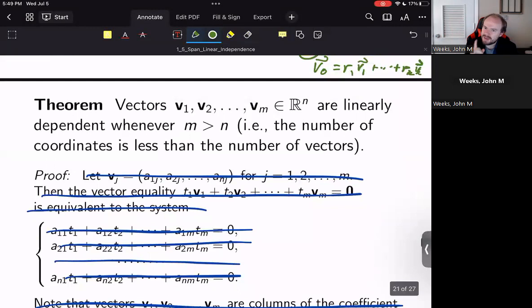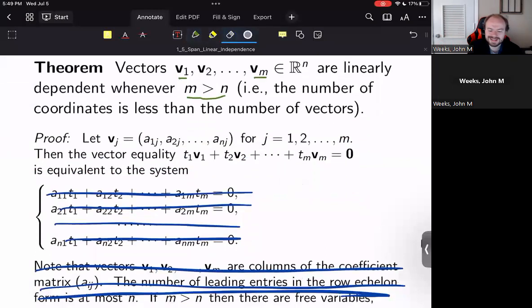Now let's talk about a time when you are guaranteed to have a linear dependence relationship. Let's say you're working in the vector space Rn, and let's say that you have m vectors here, v1 through vm. You can guarantee that these vectors are linearly dependent whenever m is greater than n. That is, you have more vectors than there are dimensions inside of Rn. Let's go ahead and prove that real quick.